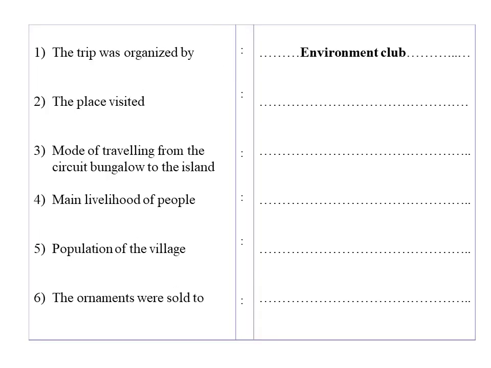Now let's move to the task. 1. The trip was organized by. 2. The place visited. 3. Mode of travelling from the circuit bungalow to the island. 4. Main livelihood of people. 5. Population of the village. 6. The ornaments were sold to. The first one is done for you. So to get the answers, you will have to read the dialogue again. Can you read it again and fill in the necessary information?